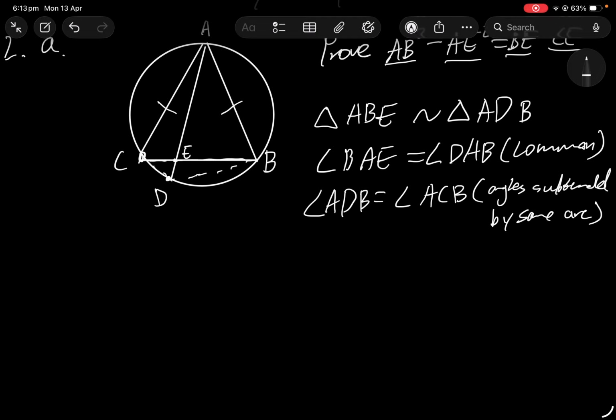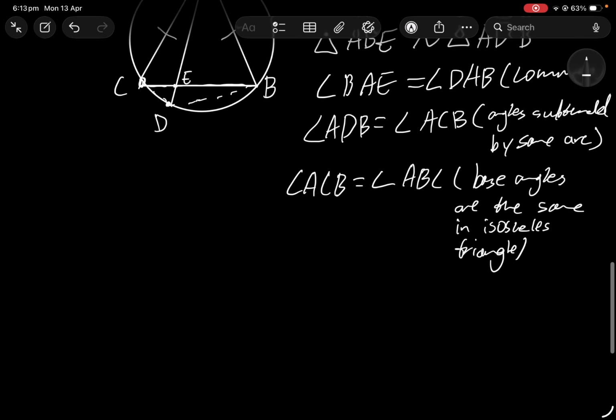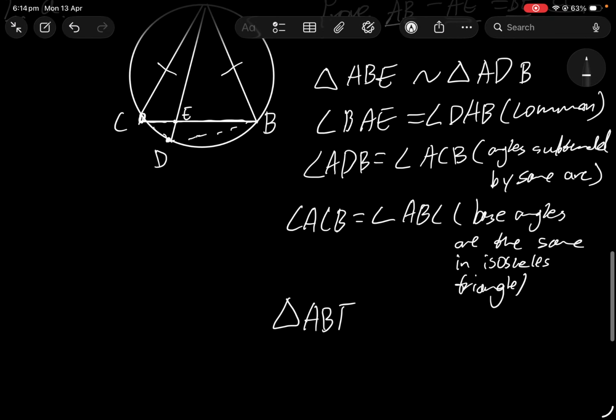Okay, and then we can write that ACB will equal angle ABC because base angles are the same in isosceles triangle. Okay. So basically, and then we have proven ABE is similar to ADB because of AA.